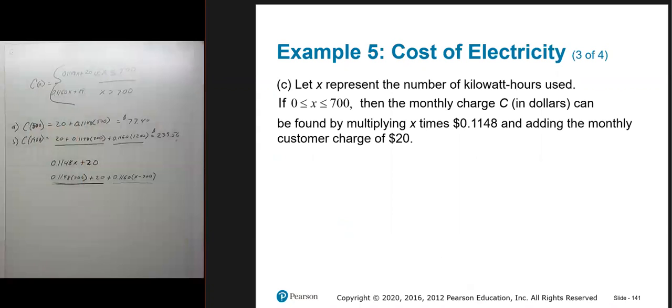Because the number of kilowatt hours, you can't use negative numbers of kilowatt hours for this formula. If you're doing solar or wind power and you're selling some of it back, that's a totally different situation. They don't buy it at the same rate they sell it. They buy it back at a much cheaper rate than what they sell it at.